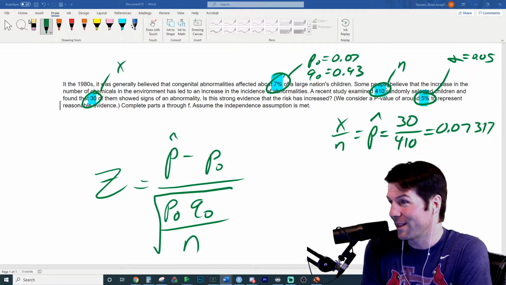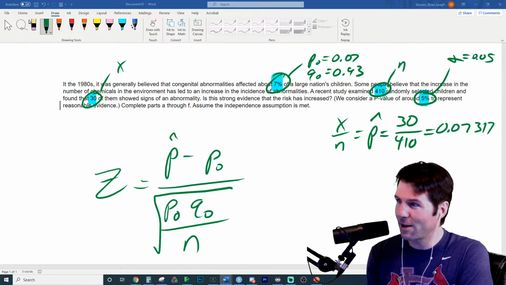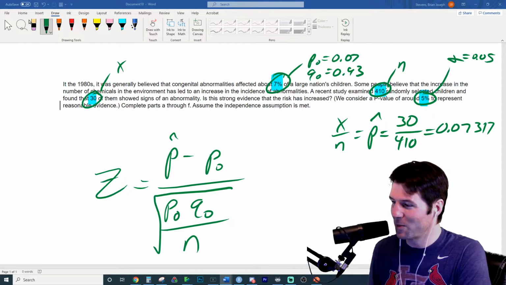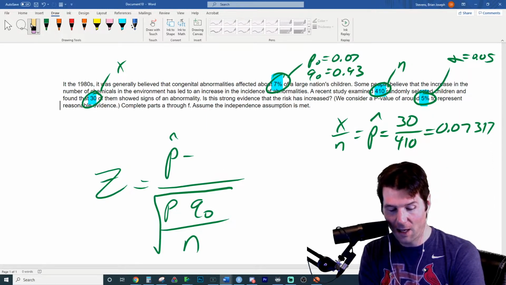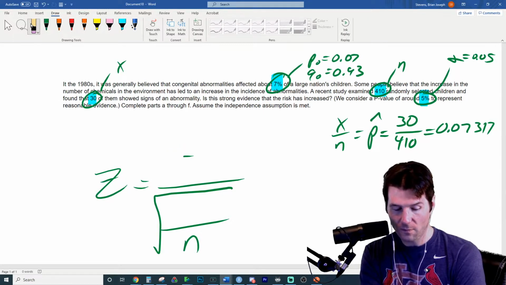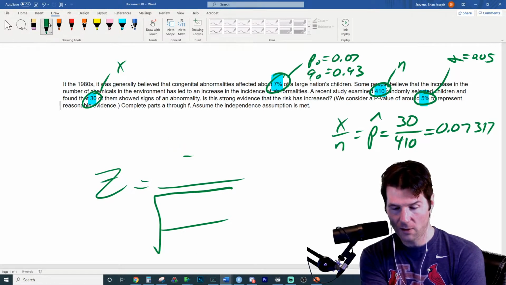So you might be like, well, aren't we saying it's equal to p? Yes, so it is also what we assume is p right now, but it is p naught. And so that is the hypothesized proportion. So let's go ahead and solve this.